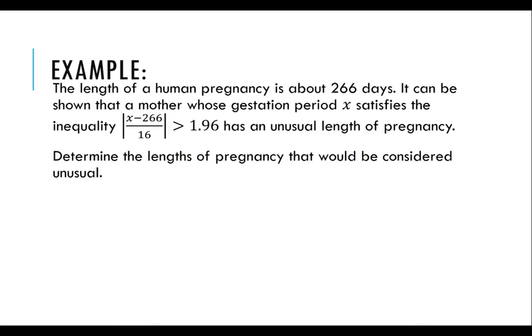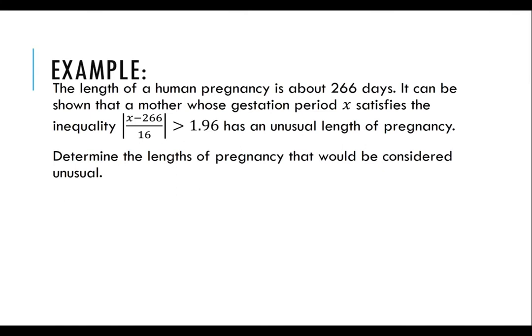The length of a human pregnancy is about 266 days. It can be shown that a mother whose gestation period x satisfies the inequality, absolute value of x minus 266 divided by 16, close absolute value, is greater than 1.96, has an unusual length of pregnancy. Determine the lengths of pregnancy that would be considered unusual. So we just need to solve this absolute value inequality.